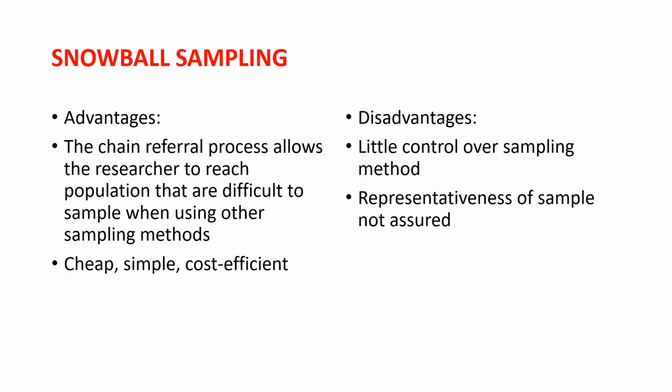What is the advantage? The chain referral process allows the researcher to reach populations that are difficult to sample when using other sampling methods. It is cheap, simple, and cost efficient. And the disadvantage: little control over the sampling method, because I don't know who they are going to bring. It is for them to refer and bring. Representativeness of the sample is also not assured in this case.